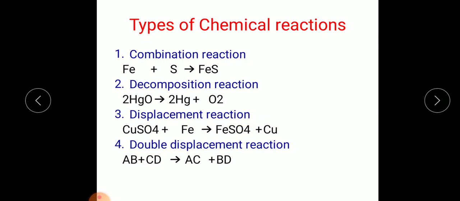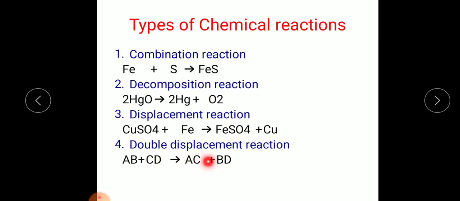Similarly, number 3, displacement reaction. Displacement reaction means when one atom displaces another atom. Okay, say for example, copper sulfate reacts with iron to form FeSO4 and copper. So in this reaction, if you see, the copper has been replaced by Fe. So it has formed FeSO4 and copper has been replaced. Such kind of reactions we call a displacement reaction.